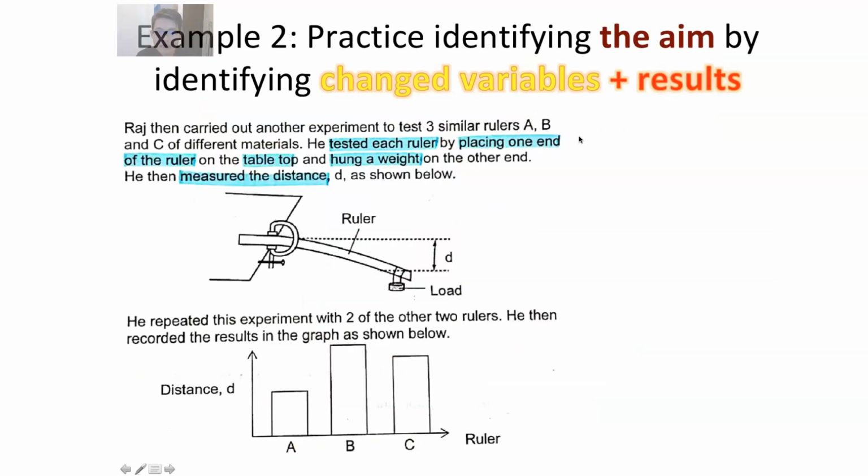Now, let's look at a second example, practicing identifying the aim by identifying the change variable. So you may pause the video here, read the question and try it.